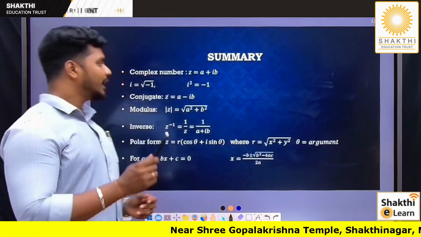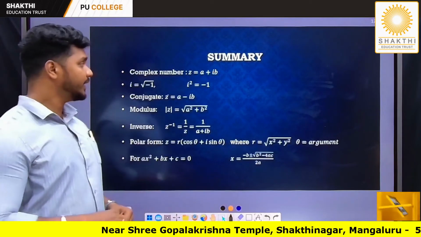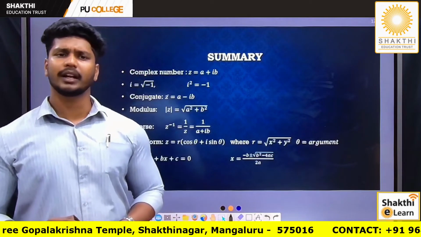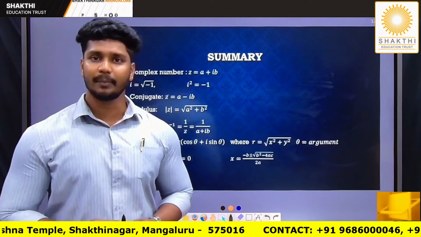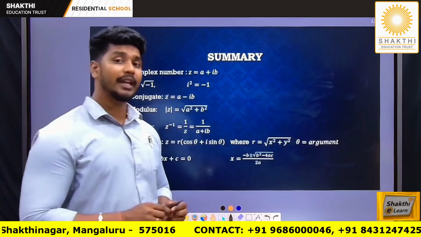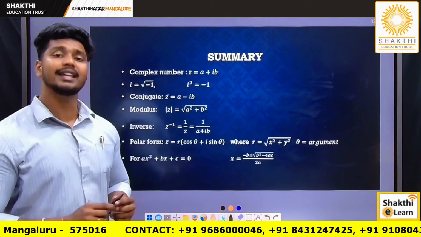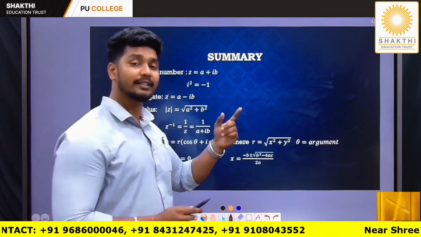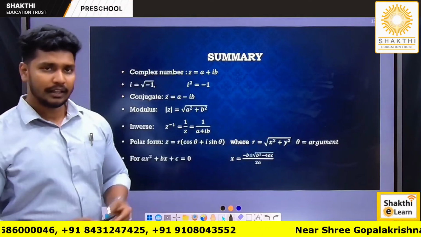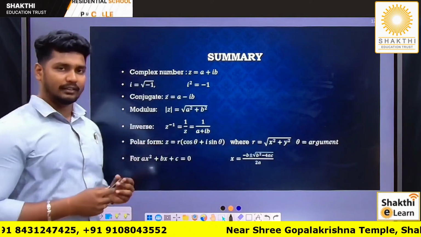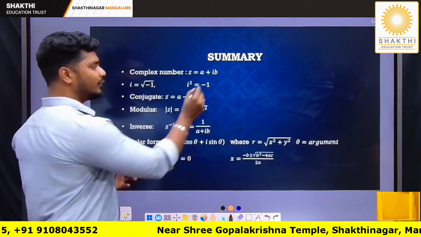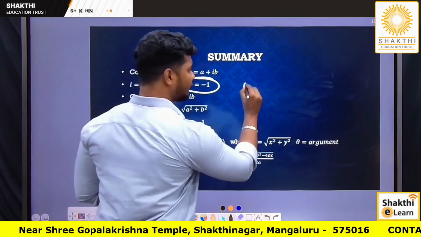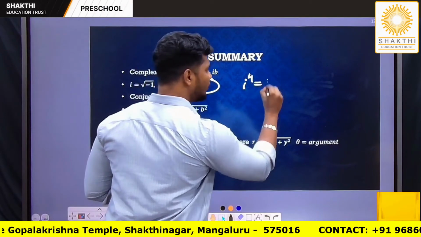At last, coming to the summary of the lesson, we have studied the complex number. To define a complex number, once again, a complex number is a number that can be written in the form of a plus ib, where a and b are real numbers and i is equal to root of minus 1. a is called the real part, b is called the imaginary part. Then coming to the powers of i, I told you i is equal to root of minus 1. The very important value that you have to keep in mind is i square is equal to minus 1 and i power 4 will be equal to 1.